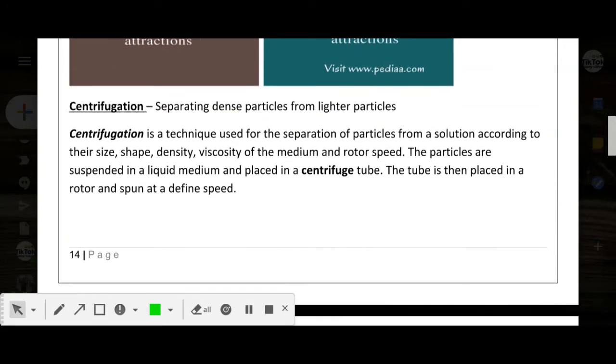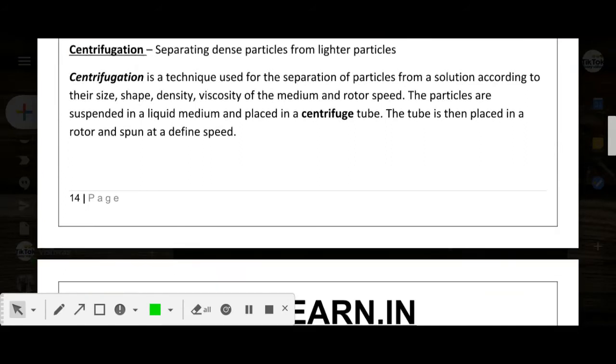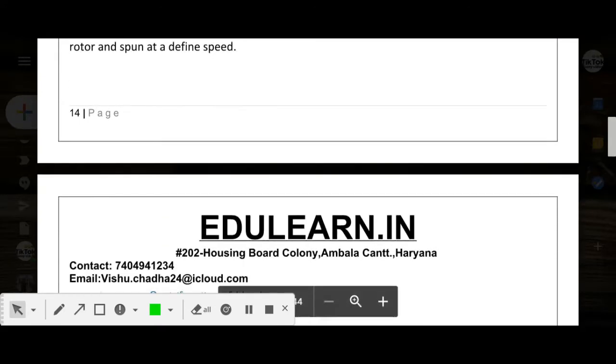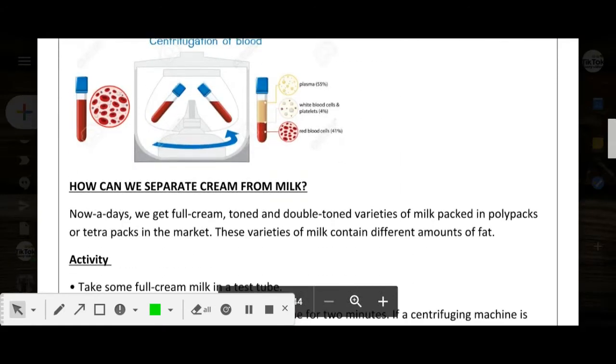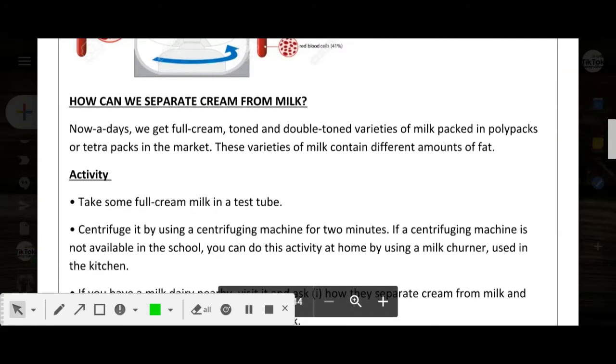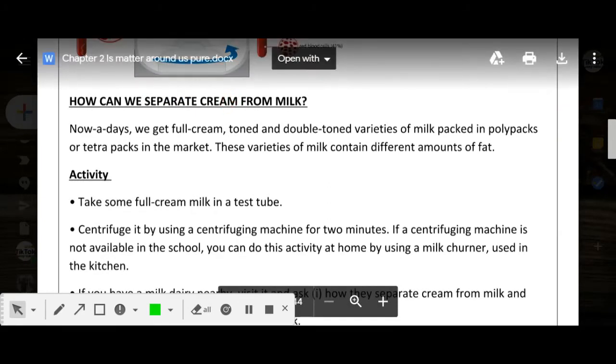Okay, now next is centrifugation. So centrifugation is basically a process in which we can separate two immiscible components, or two components that are not mixed properly, a higher density or a lower density fluid. So how can we do that? Let's take an example of how we can separate cream from milk.